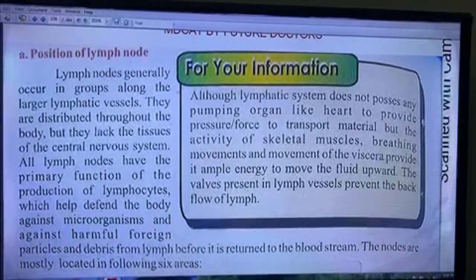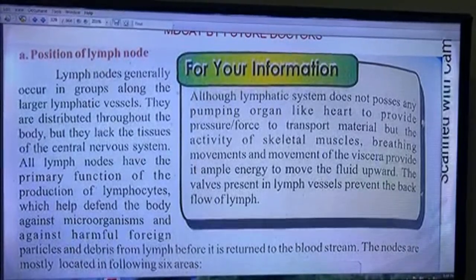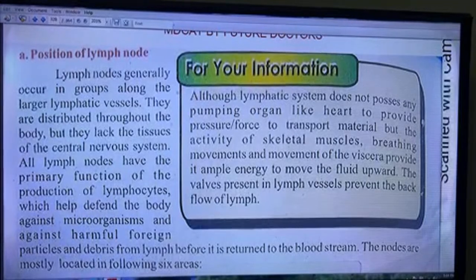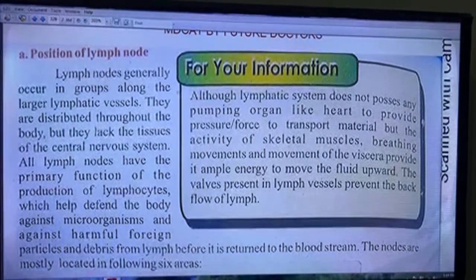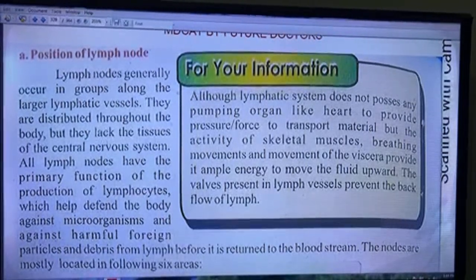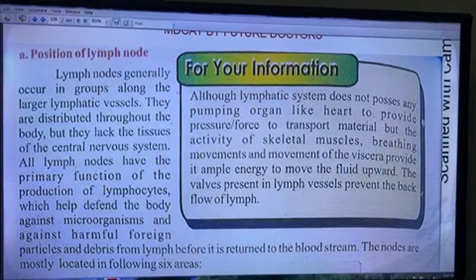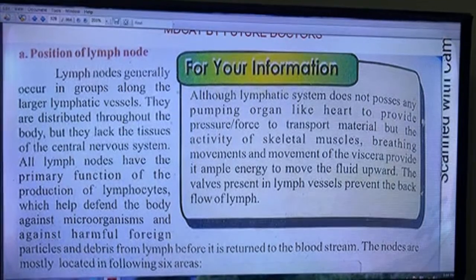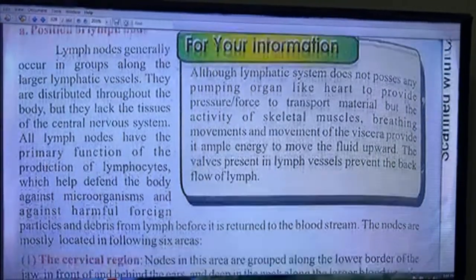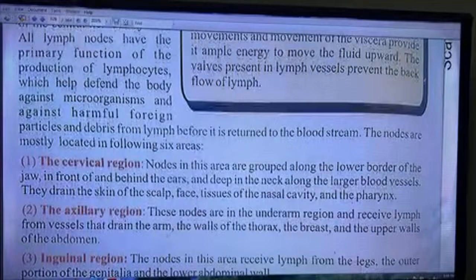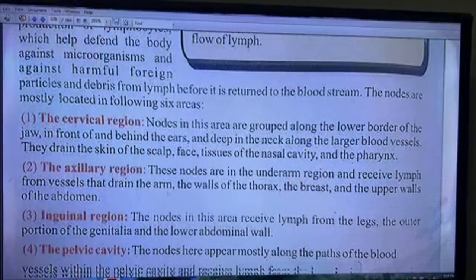Position of lymph nodes. Lymph nodes generally occur in groups along the larger lymphatic vessels. They are distributed throughout the body, but they lack in the tissues of the central nervous system. All lymph nodes have the primary function of the production of lymphocytes, which help defend the body against microorganisms and harmful foreign particles, and of filtering debris from lymph before it is returned to the bloodstream.